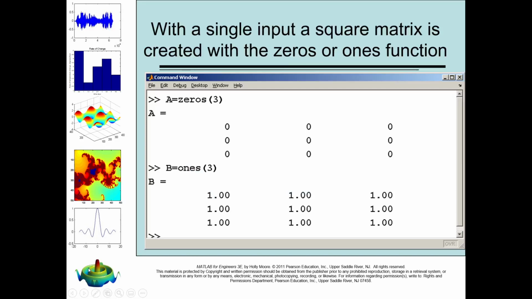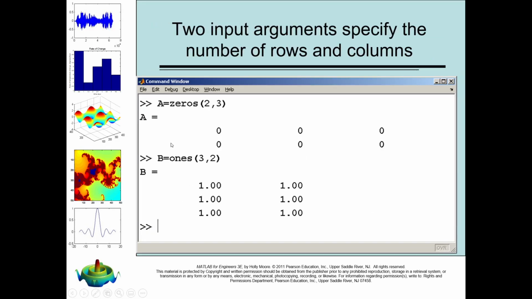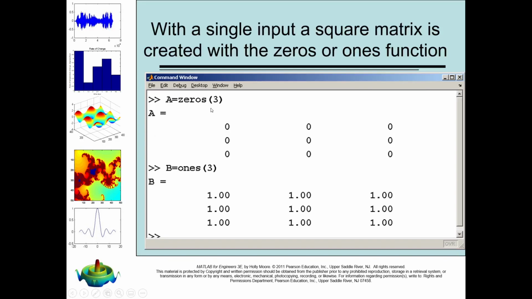Let's see the next slide. With a single input, a square matrix is created with the zeros or ones function. Zeros dengan ones ni function dia, untuk view macam ni lah. Example, kita nak create satu matrix yang ada semua elemen dia zero, atau satu matrix dengan semua kandungan elemen dia adalah satu. Kalau you tengok tadi, zeros with single input, maksudnya satu input dekat sini. Bahagian ni satu input saja. Okay, dia akan buat square matrix macam ni.